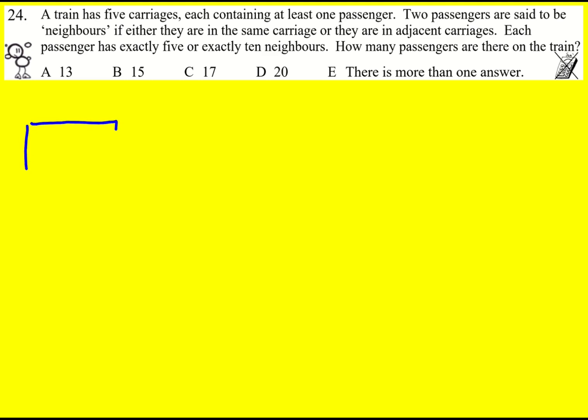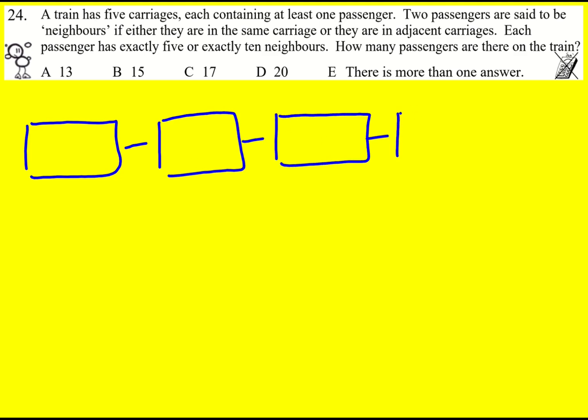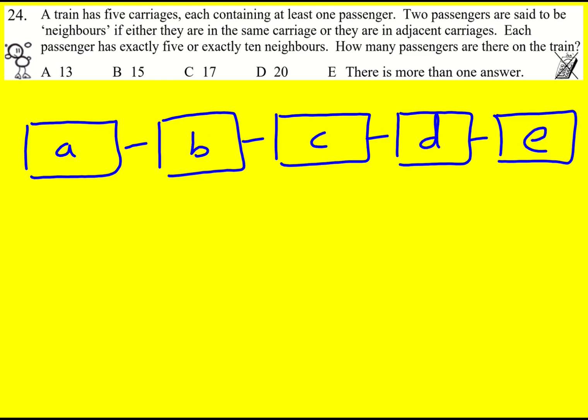Let's first of all sketch out the carriages of this train. Okay, there we go. Right, we don't know how many people are in each carriage, so I'm just going to label them A, B, C, D, and E. But what we do know is that two passengers are said to be neighbours if either they're in the same carriage or in an adjacent carriage, and each passenger has exactly 5 or 10 neighbours.